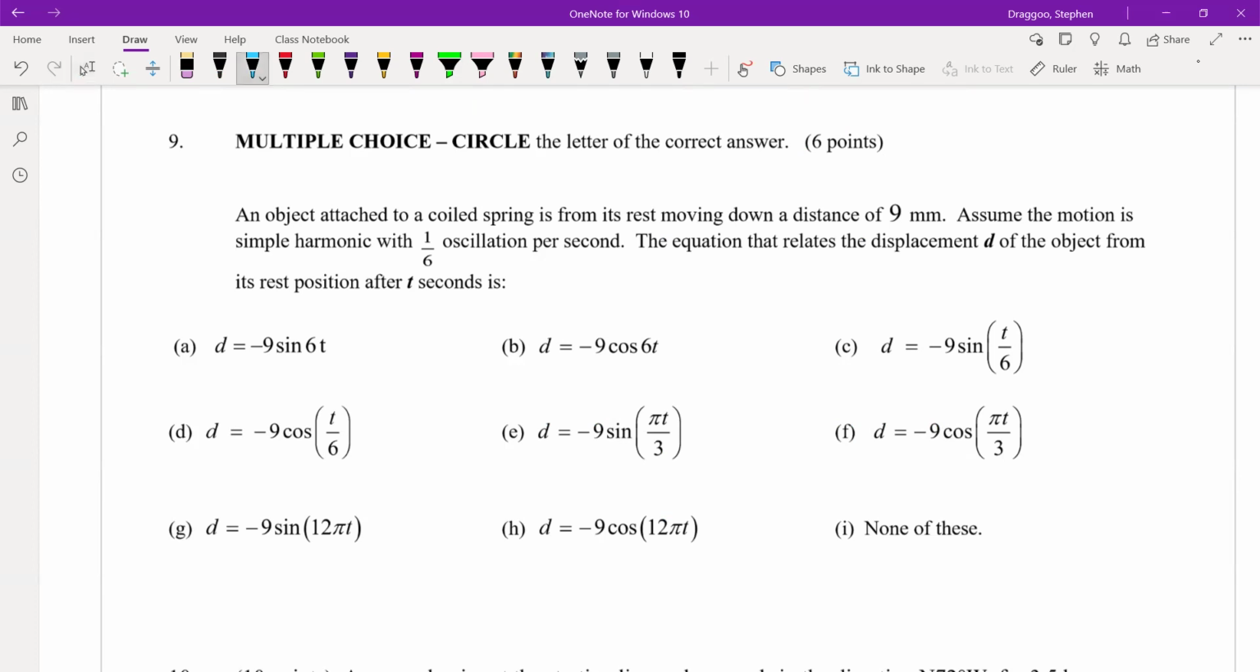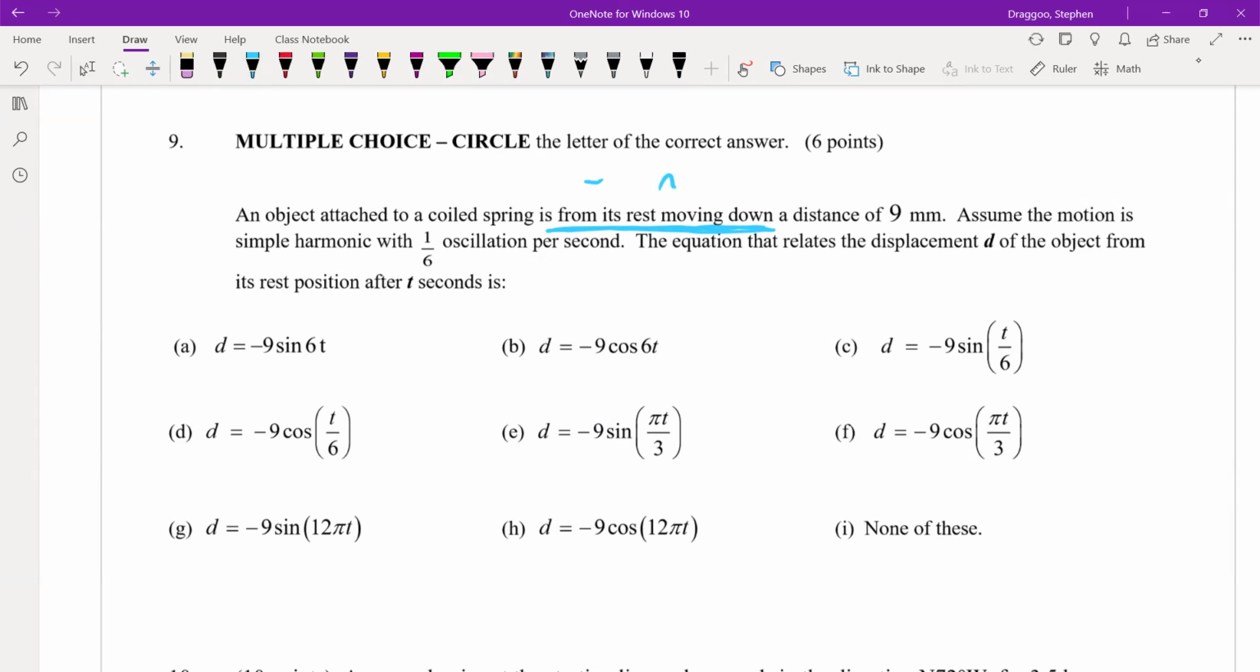So let's start by looking at some of the words. From its rest moving down. Those words make this thing look like a sine equation. It's starting at its rest value and then it's moving down, rather than being pulled down and released, which sounds more like cosine. This thing starts motion from its rest position and then goes down. So looking at some kind of a negative sine equation.